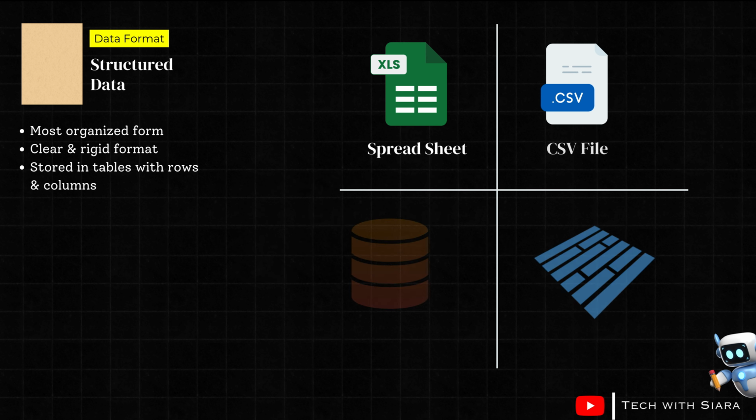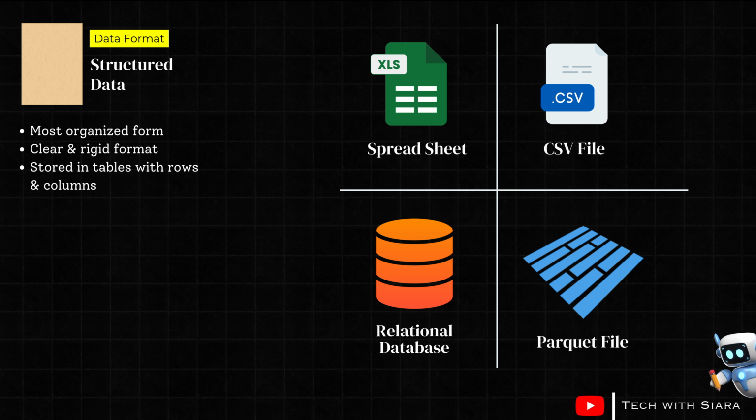Think of a spreadsheet, like Microsoft Excel, a CSV file, a relational database, or a Parquet file. These are different ways to store and manage structured data. Don't worry if you are unfamiliar with databases and Parquet files. We'll cover those in detail later. For now, just remember that relational databases and Parquet files are used to handle structured data. As of now, let's illustrate structured data using spreadsheets and CSV files as examples.